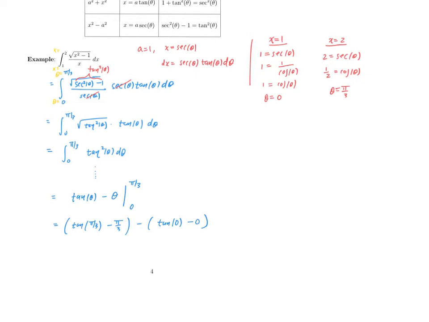And recall, we always must take it further when we have trig functions at common angles, which 0 and pi over 3 most certainly are. Tangent of 0 is 0, so that entire second piece goes away.